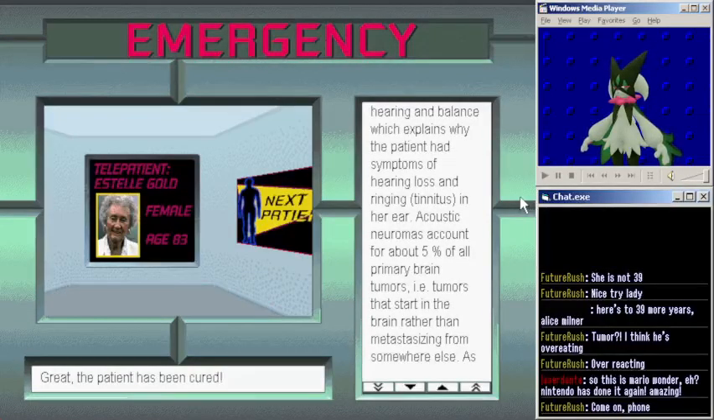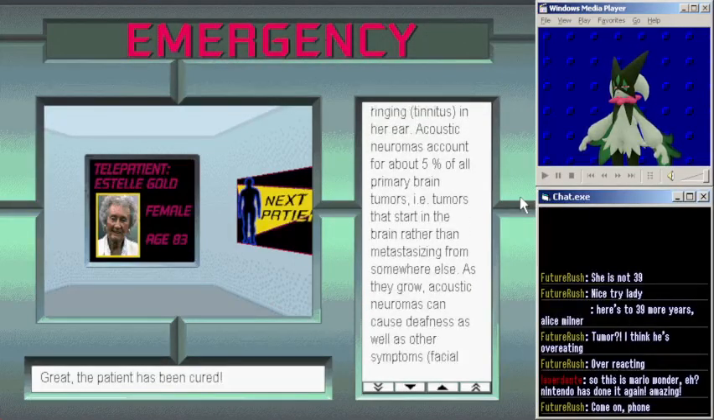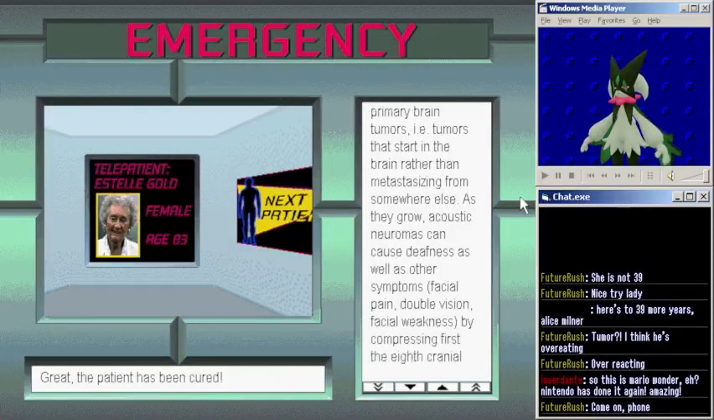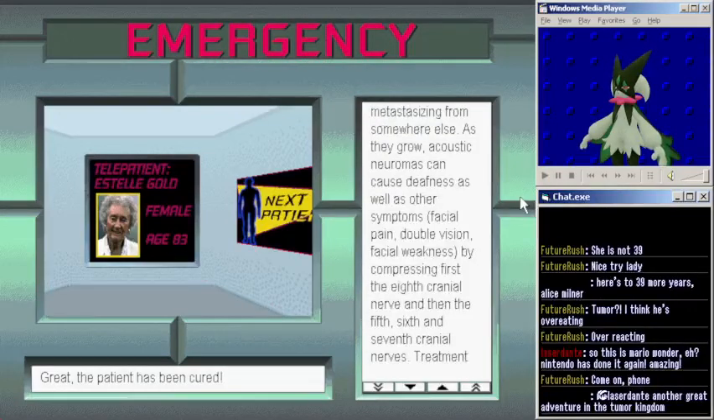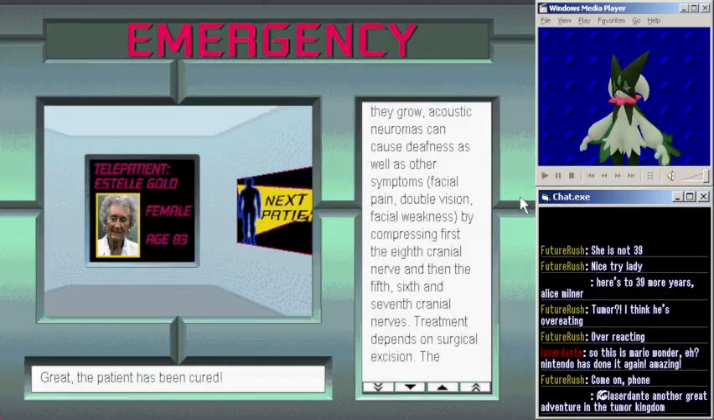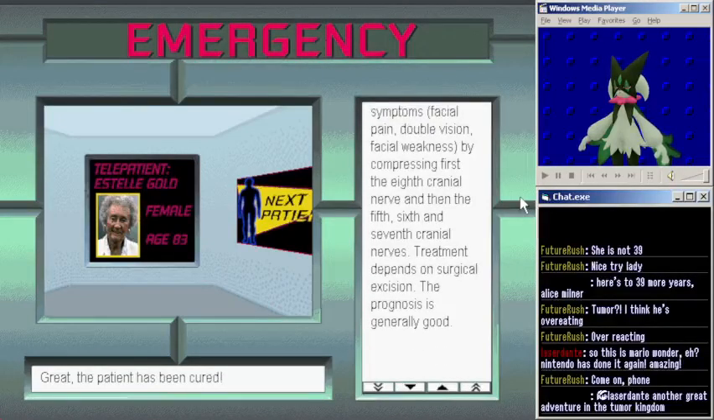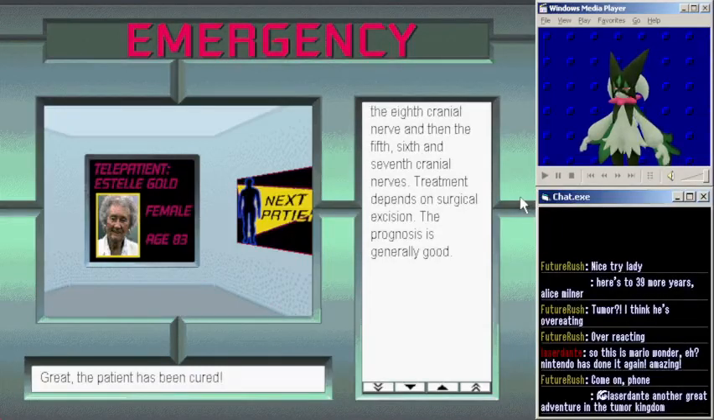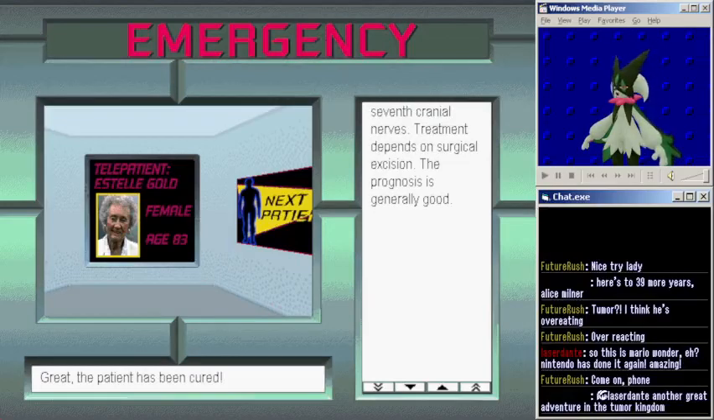Acoustic neuromas account for about 5% of all primary brain tumors, i.e. tumors that start in the brain rather than metastasizing from somewhere else. As they grow, acoustic neuromas can cause deafness as well as other symptoms, facial pain, double vision, facial weakness, by compressing first the eighth cranial nerve and then the fifth, sixth, and seventh cranial nerves. Treatment depends on surgical excision. The prognosis is generally good.